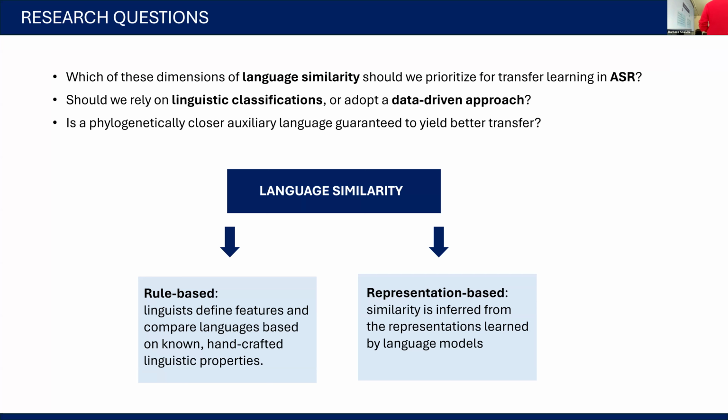And another question could be, okay, what about the closest relative to our target language? Is it the one that is guaranteed to have the best transfer learning or not? So we're going to look into that.